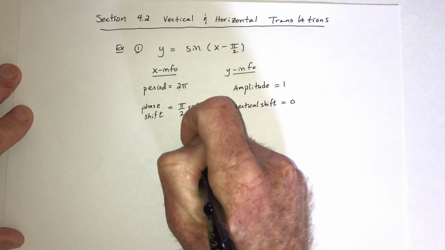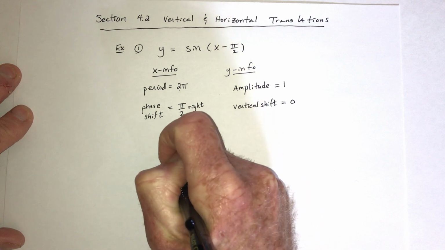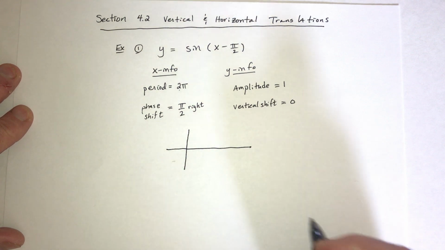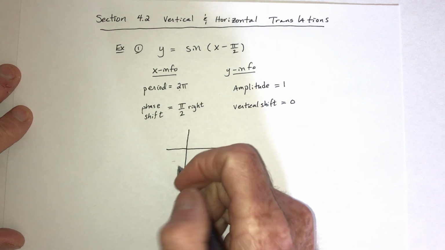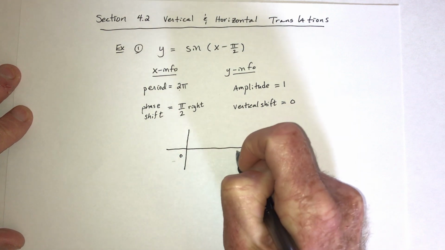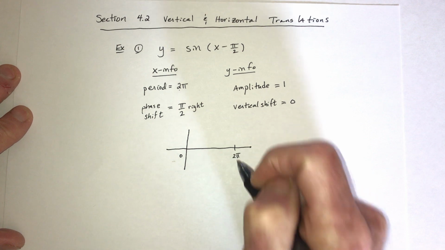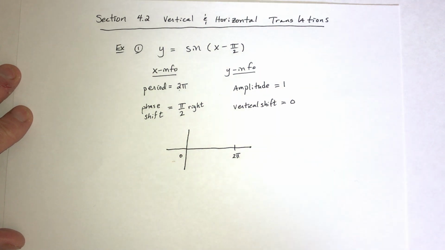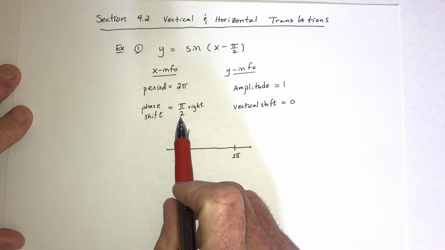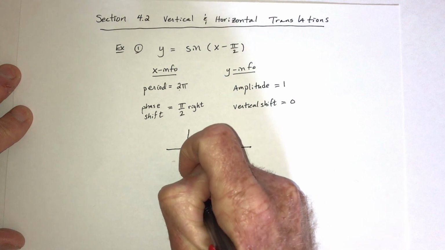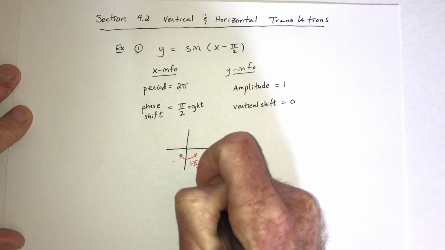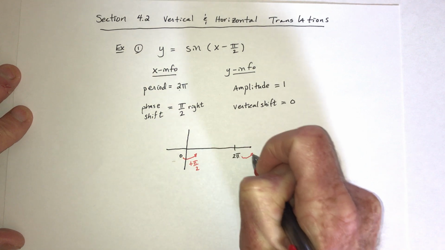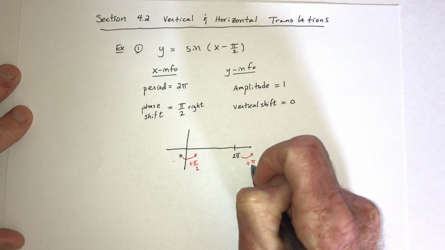Now graph it. Well, there's a couple of ways to do this. One is you just start drawing the graph, and because of the period, it's going to go from 0 to 2 pi. Then this says, now shift those values to the right. So this one, you have to add pi over 2. And this one, you have to shift to the right by pi over 2.